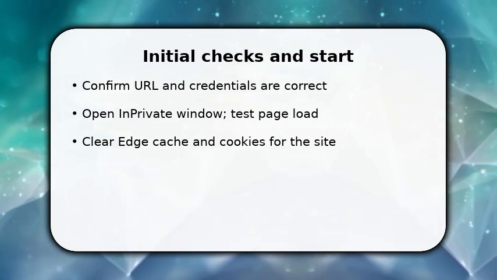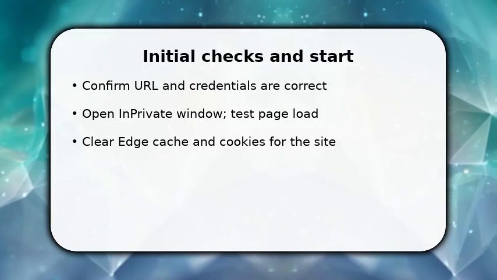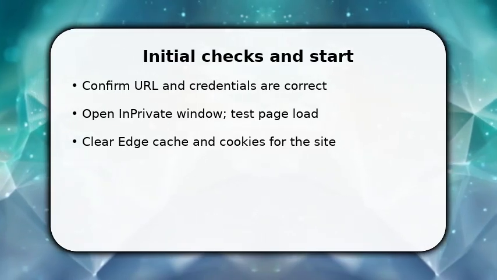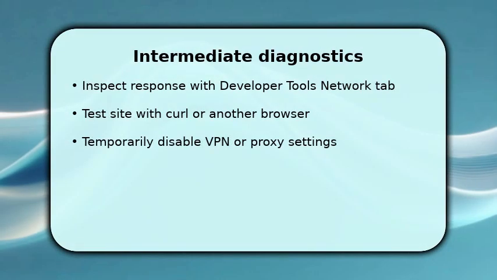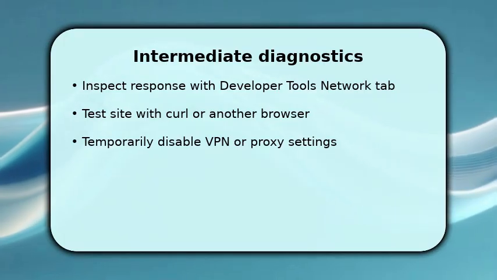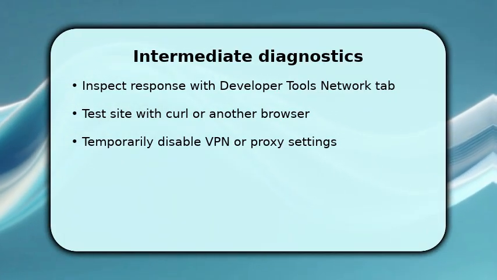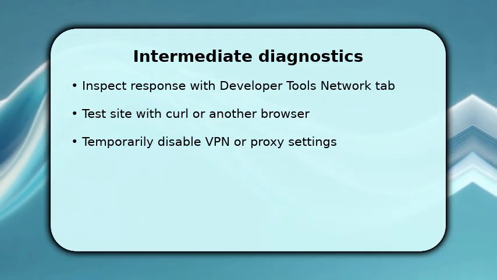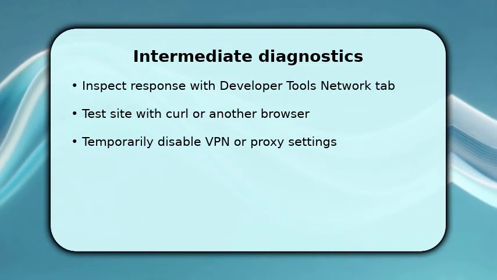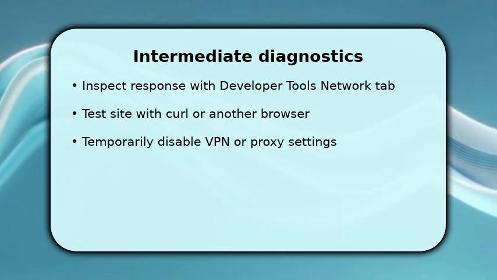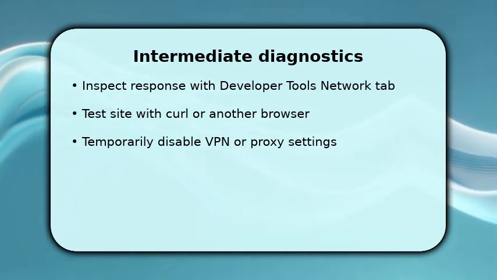Now dive into diagnostics to find why the server rejects requests. Open DevTools, watch the Network tab for the failing request, and note request headers, cookies, and response body so you can identify missing or malformed auth tokens. Try the same URL in another browser or curl to compare behavior. Differences point to client-side issues.